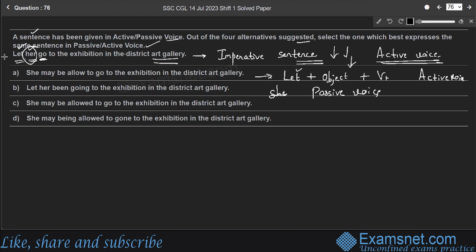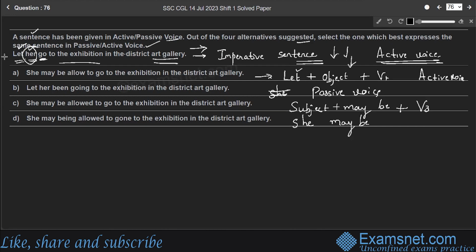So the passive voice format is subject plus may be plus past participle form of the verb, right? Here for the given sentence, the subject is she, may be followed by past participle. So here the sentence is a command, right? Generally the imperative sentence is used to express a command or request. Here it is a command: Let her go to the exhibition in the art gallery, right?